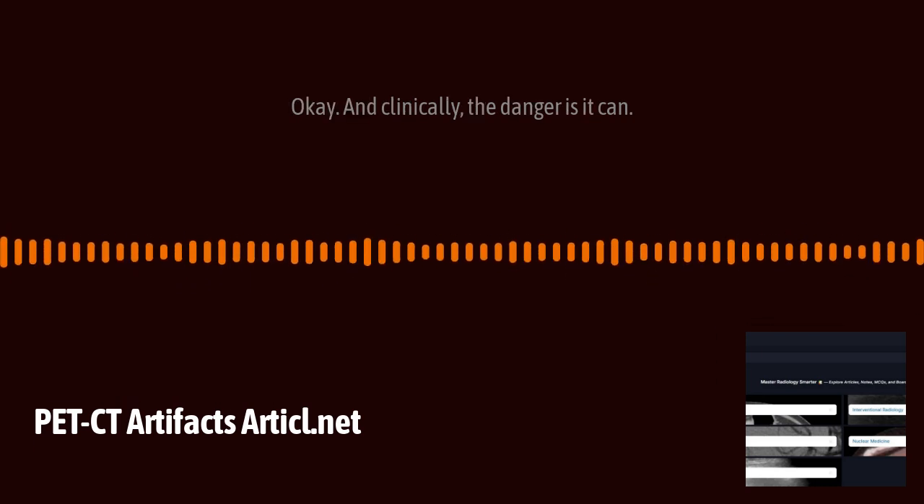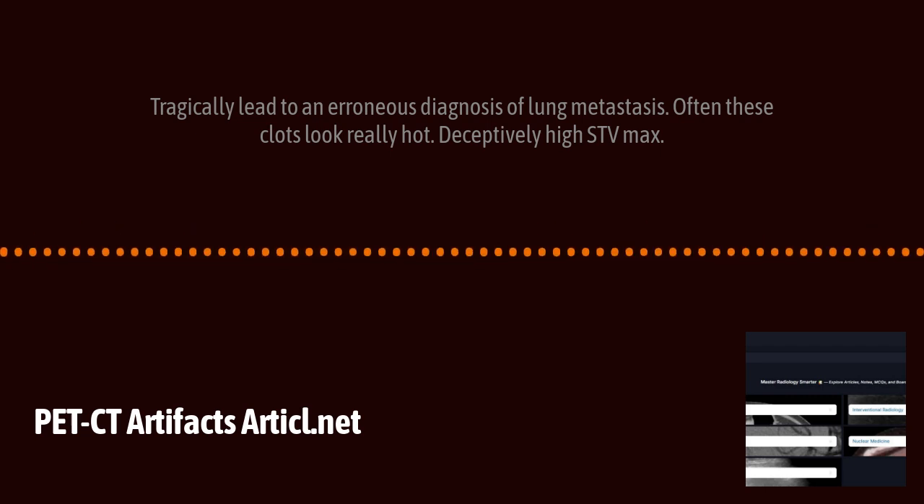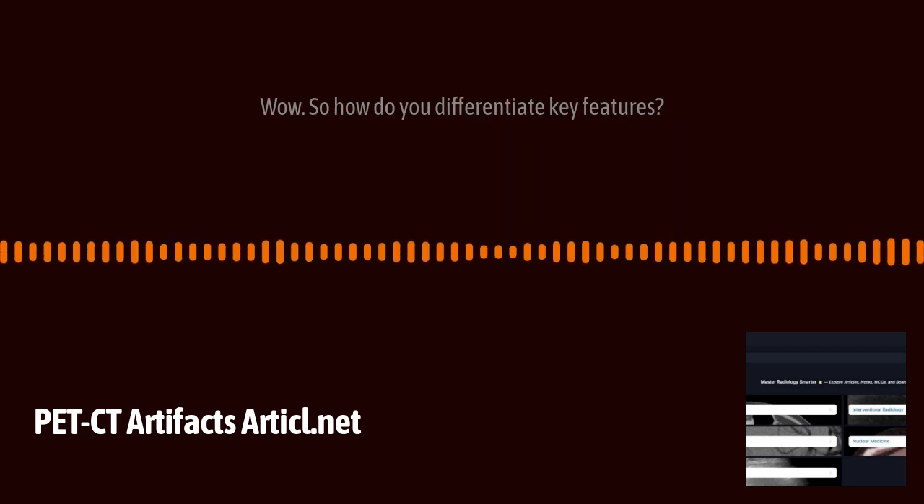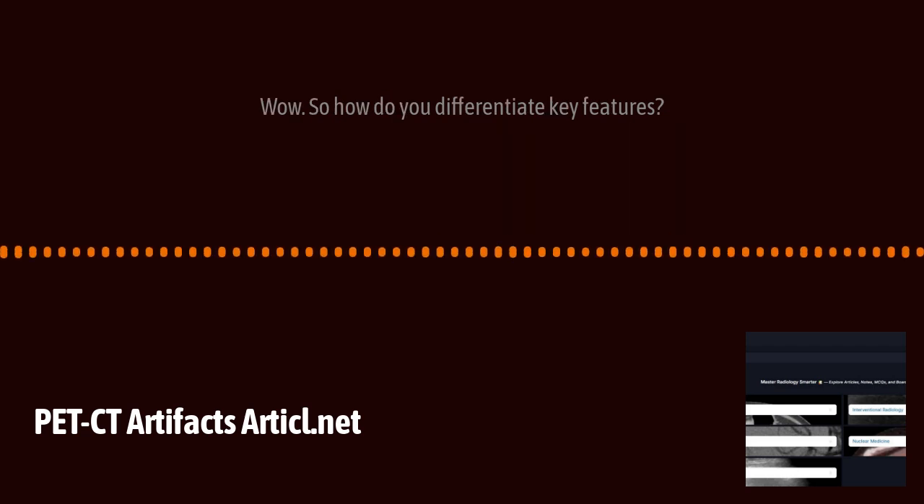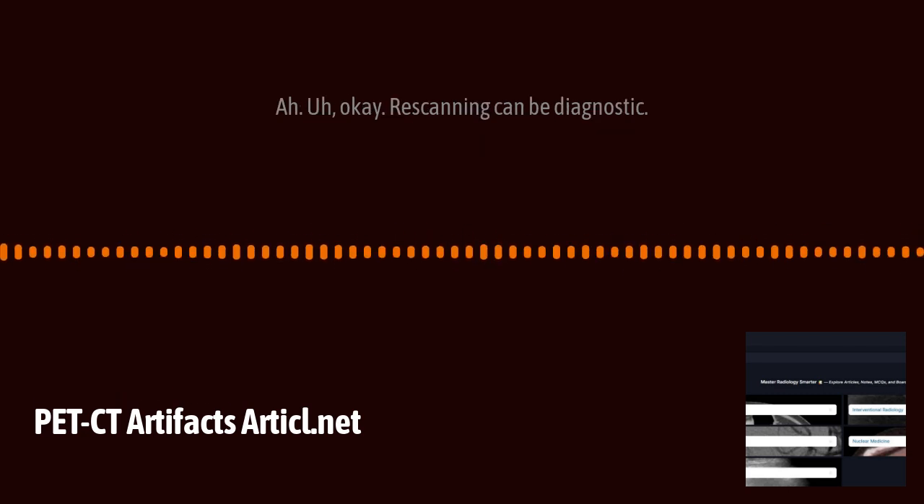Okay. And clinically, the danger is? It can tragically lead to an erroneous diagnosis of lung metastasis. Often these clots look really hot, a deceptively high SUVmax. Wow. So how do you differentiate? Key features: focal FDG uptake in the lung without a CT lesion, often very high metabolic activity, and crucially, they disappear if you rescan the patient later. Okay. Rescanning can be diagnostic.